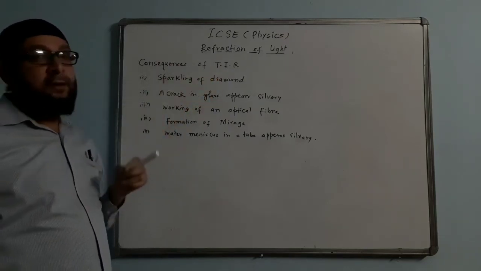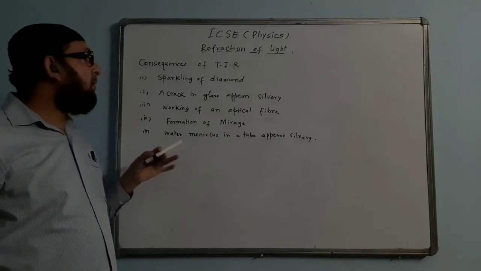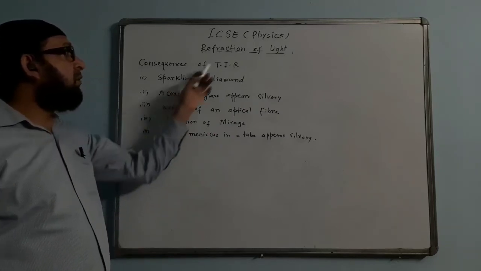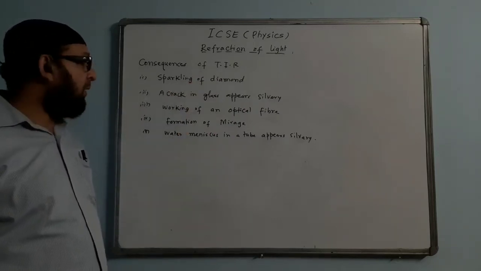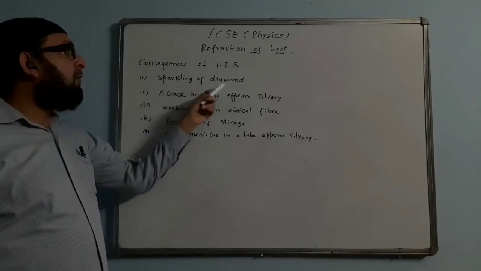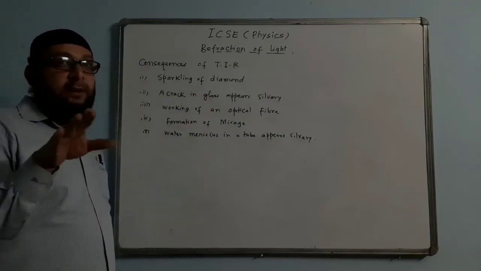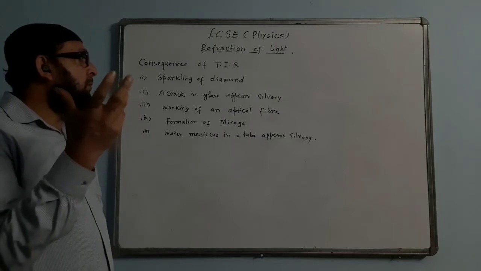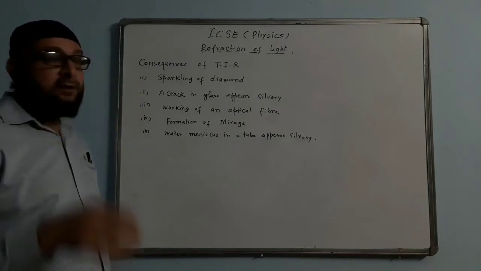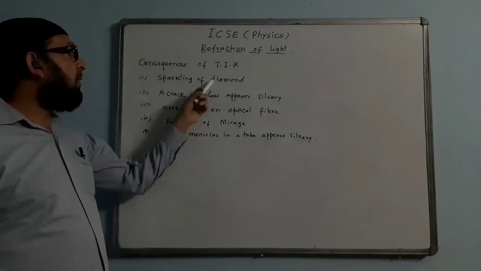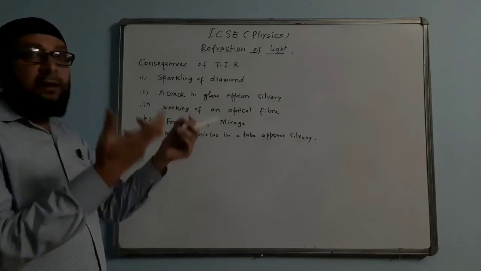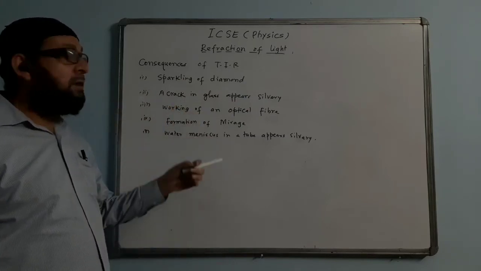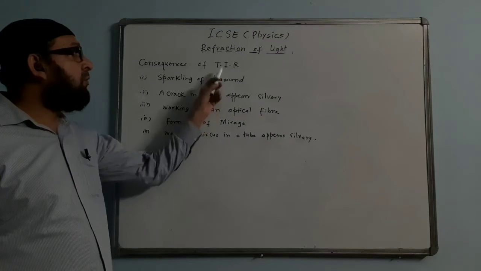Consequences of TIR, that means examples of the phenomena which take place due to total internal reflection of light. Sparkling of diamond. Diamond actually is a transparent material made by cutting glass surfaces. Why do they sparkle? They dazzle, they shine. There is no polished surface in that, it is due to TIR.